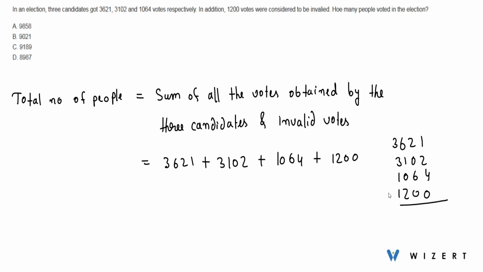So 4 plus 2 plus 1 will give us 7, 6 plus 2 will give us 8, again 6 plus 1 is 7, 7 plus 2 is 9, and then we have 3 plus 3 which is 6, and 6 plus 1 is 7, 7 plus 1 is 8. So it will be equal to 8987. So total number of people who voted in the election equals 8987.